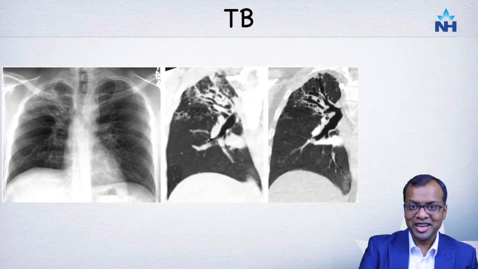TB, we are all very comfortable. We have seen loads of TB in our clinical practice, whereby you're seeing unilateral or even bilateral apical involvement of bronchiectasis with associated loss of volume and some pleural thickening. You can see similar changes in the superior segment of the lower lobes also.